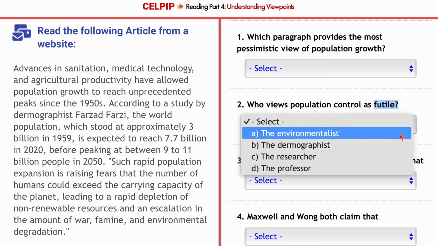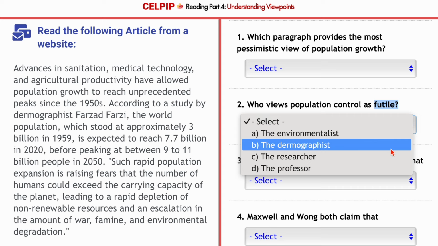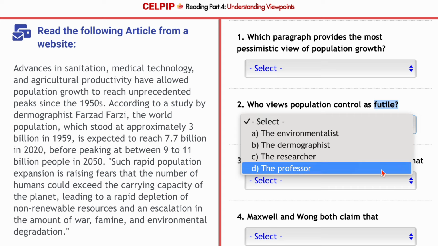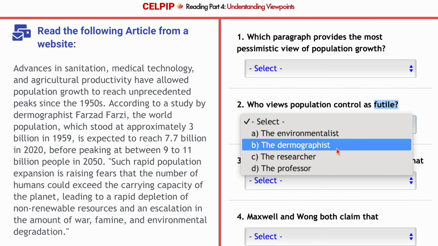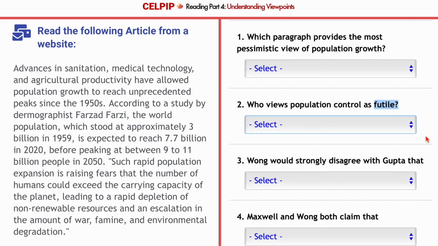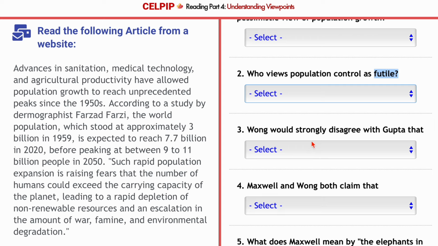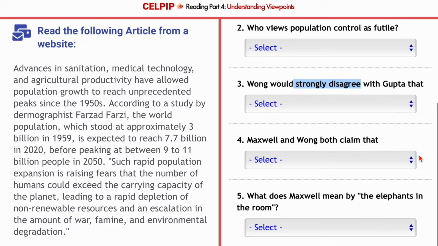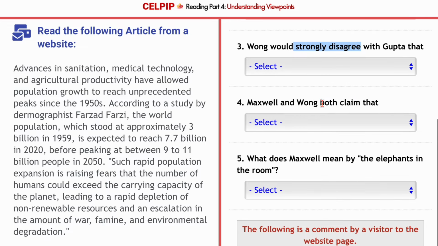The environmentalist, the demographist, the researcher, the professor. We didn't read these all, but I can see here, well, the demographist would be Farsi. Now, he doesn't talk about population control in this paragraph, so we don't know yet. Wong would strongly disagree with Gupta. We didn't read about Wong or Gupta yet. Maxwell and Wong both claim that.